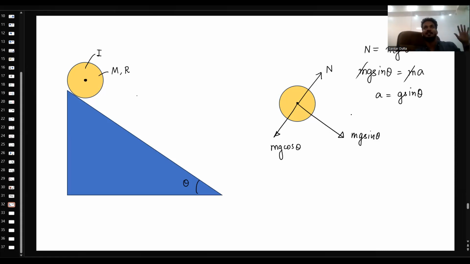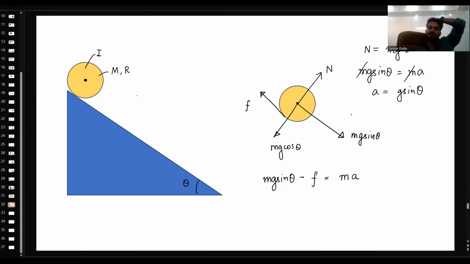If there is no friction, first case. Now if there is friction, there is going to be an additional friction acting in the backward direction. Yes or no? Friction is going to act in the backward direction. Then what will be your second law? Will you say mg sine theta minus f is equal to mass into acceleration? Yes or no, guys? Okay, now mg sine theta minus f equals ma.